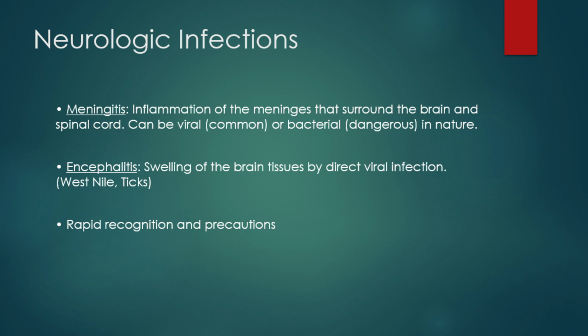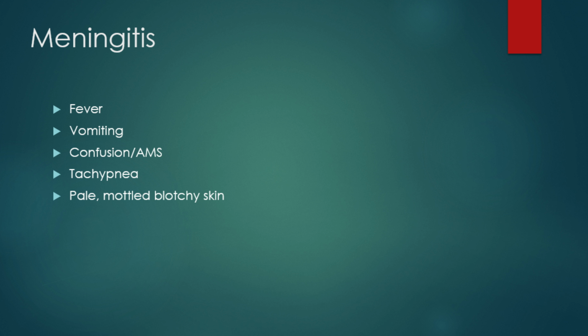Neurological infections. So, what's the big difference between meningitis and encephalitis? Some key things. One affects the brain specifically, and one affects the brain and the spinal cord. Meningitis affects the brain and the spinal cord. Two types, we have viral and bacterial. Viral, a little bit more common, not nearly as severe, but bacterial can be pretty dangerous, with severe sudden onset of symptoms.